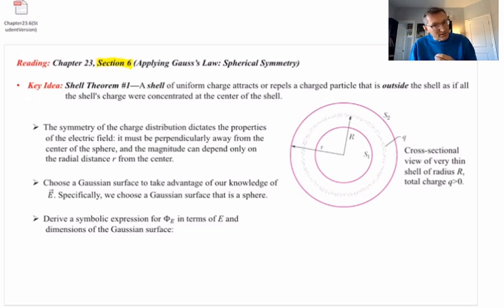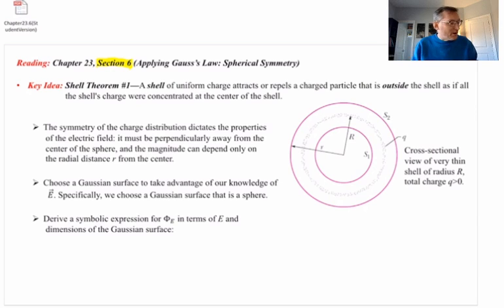But this process only works if the charge distribution producing the field has a lot of symmetry, and there are only three geometries for which there is enough symmetry. Cylindrical symmetry, a very long cylinder with charge, that was section 4. Planar symmetry, an infinite flat sheet of charge, that was section 5. And now, last, the most symmetric charge distribution of all, spherical charge distribution. And that's what I'm going to talk about in this video.